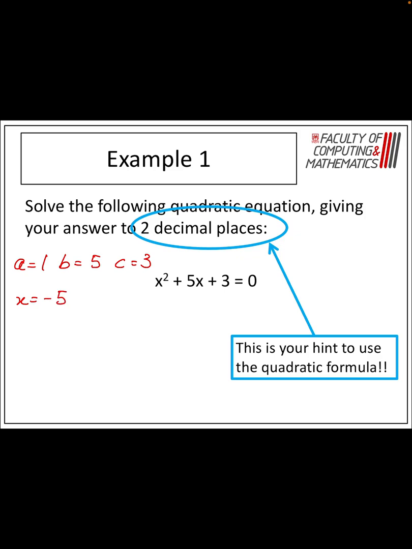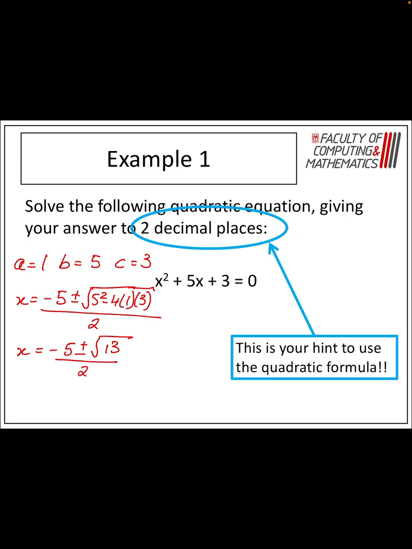So I've got minus 5 plus or minus the square root of 5 squared minus 4 times 1 times 3. Sorry, my square root should go right to the end. And that's all over 2 times 1. Okay, now what I'm going to do just now is evaluate the bit underneath the square root. So I would have 25 minus my 12, 13. Okay, now that is called my discriminant, and again we'll come to that at a later date.